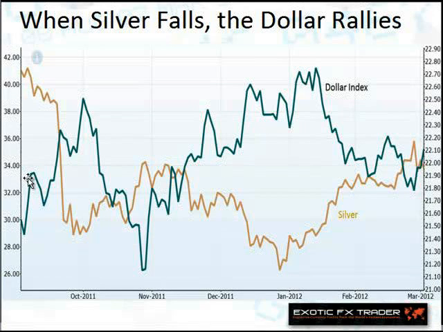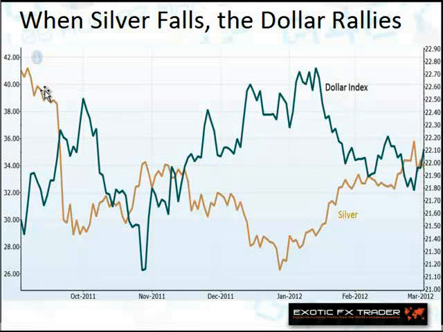Here we are looking at a chart that has dollar and silver. In this green line we have the fund UUP, which tracks the dollar index, and in this yellow line we have the ETF SLV, which tracks the price of silver. Notice that there is an inverse correlation between the dollar and silver.